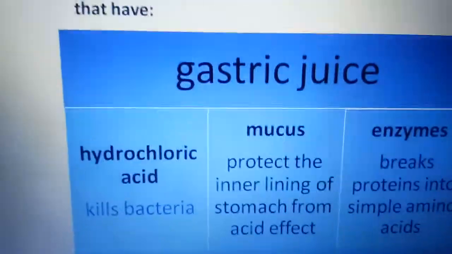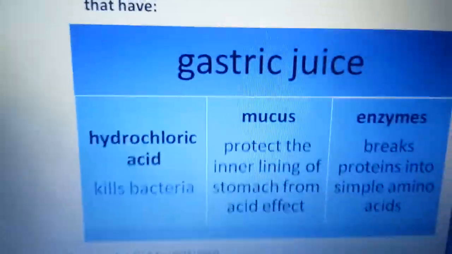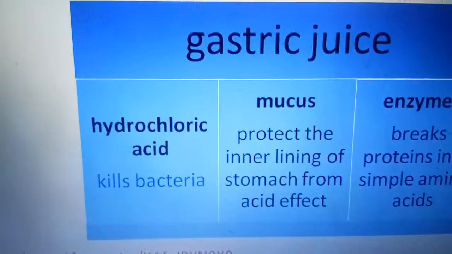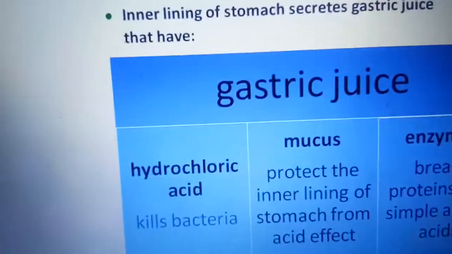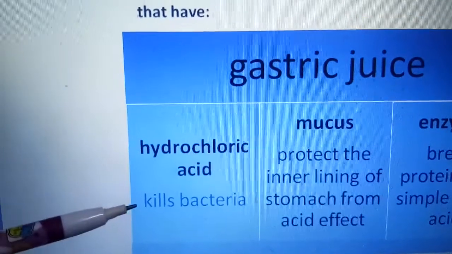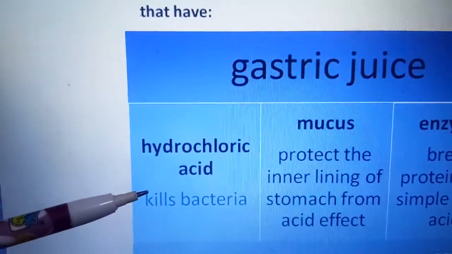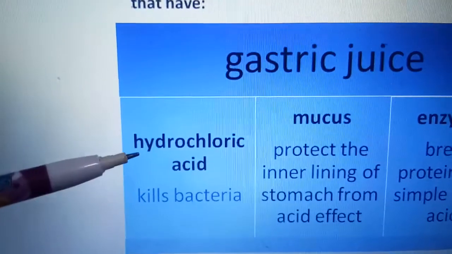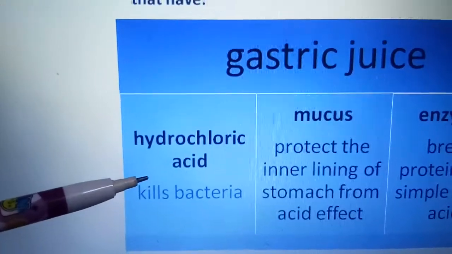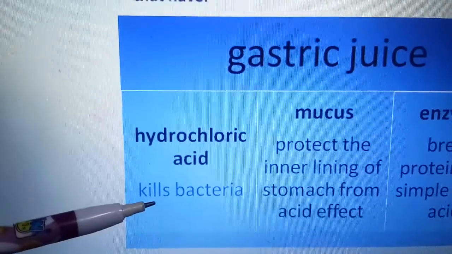These gastric juices mostly include hydrochloric acid. Hydrochloric acid is the acid which kills the bacteria and creates the acidic medium for digestion, as digestion cannot take place properly if there is no HCl. So it is required for creating the medium of digestion and it kills the bacteria.